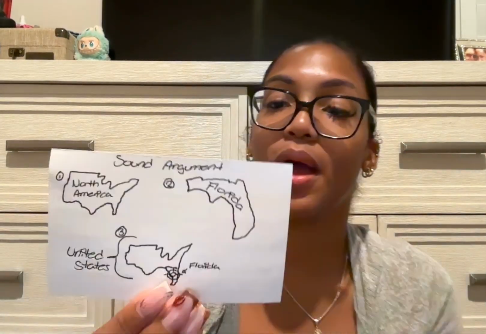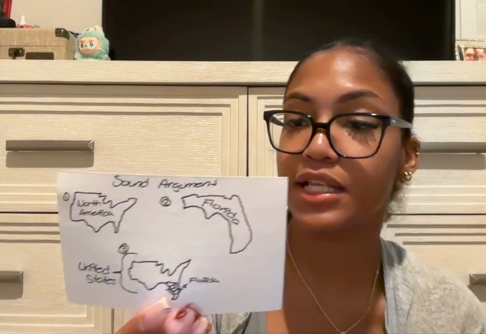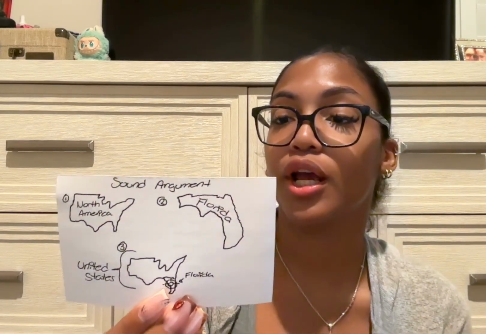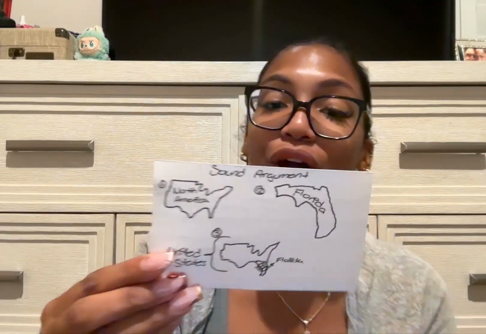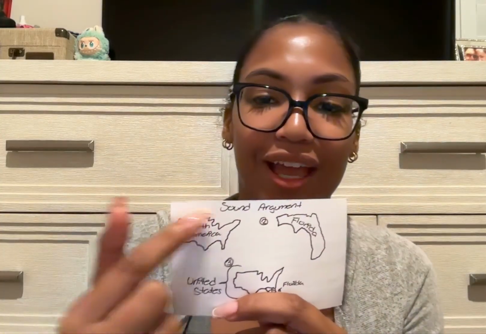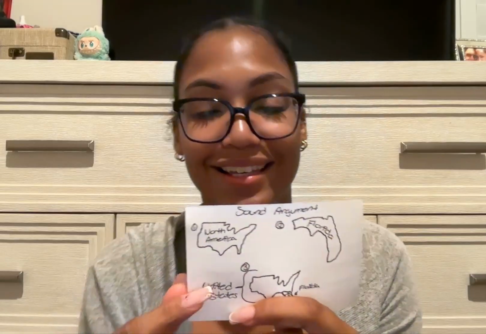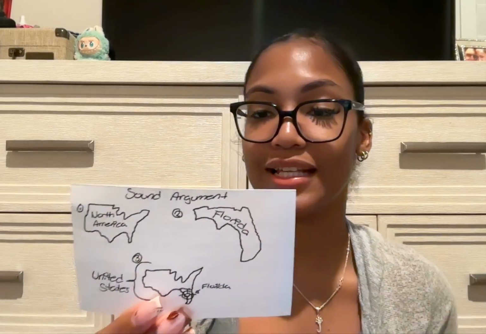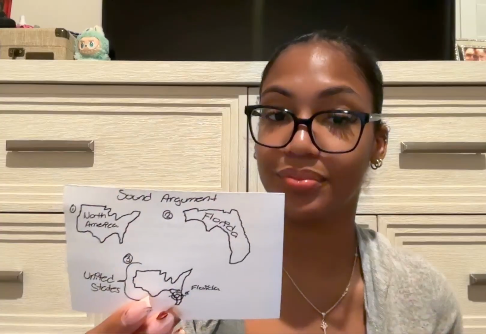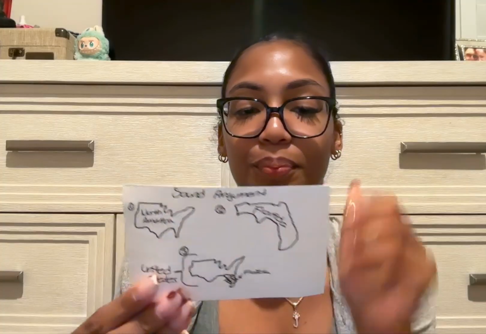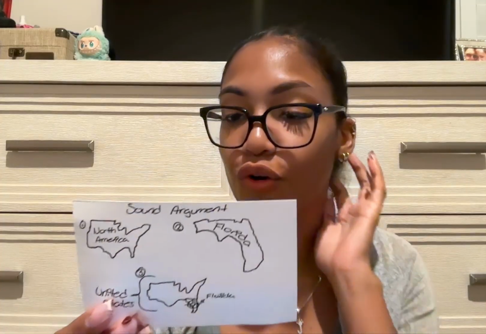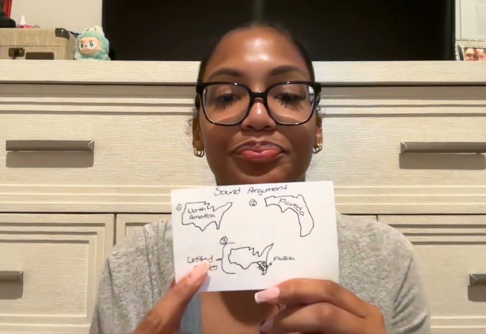The first premise for a sound argument says all states in North America are part of the United States. Here in premise 1, we show what the United States looks like. Premise 2 says Florida is a state in North America. So here we have premise 2 showing Florida. And the conclusion says, therefore, Florida is part of the United States.